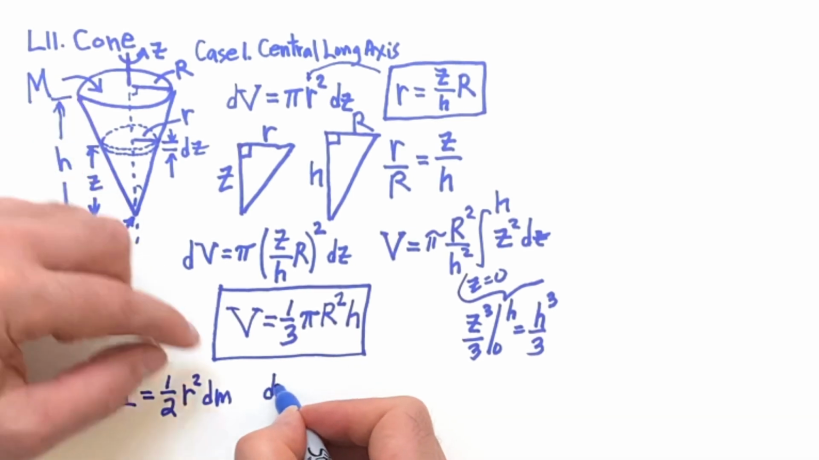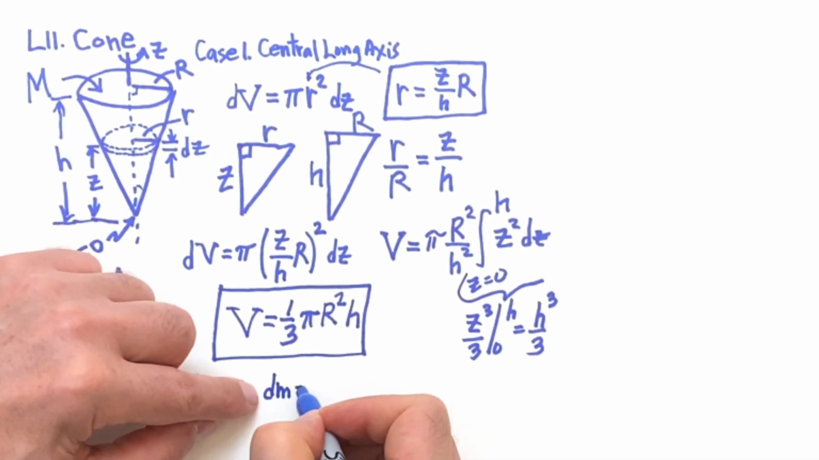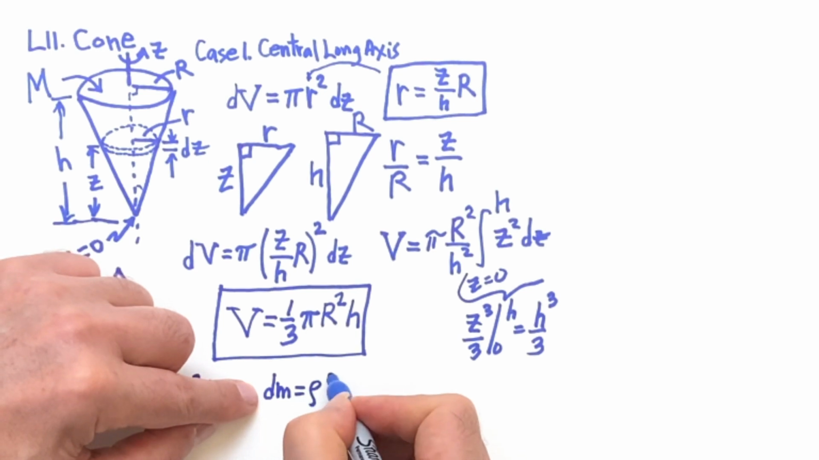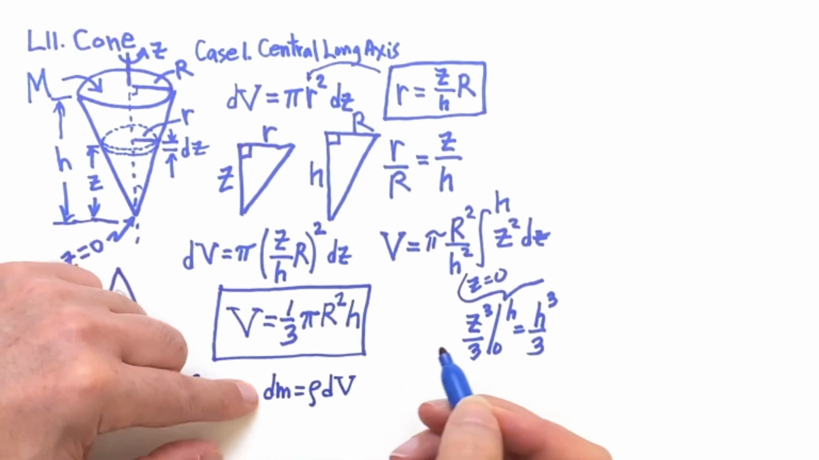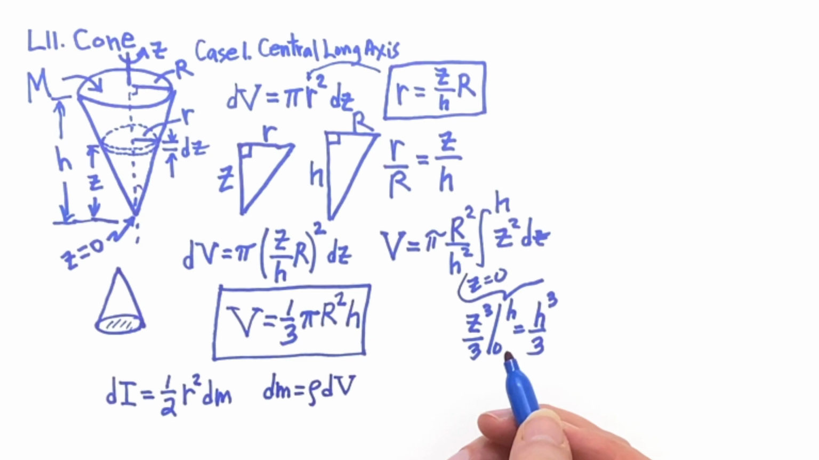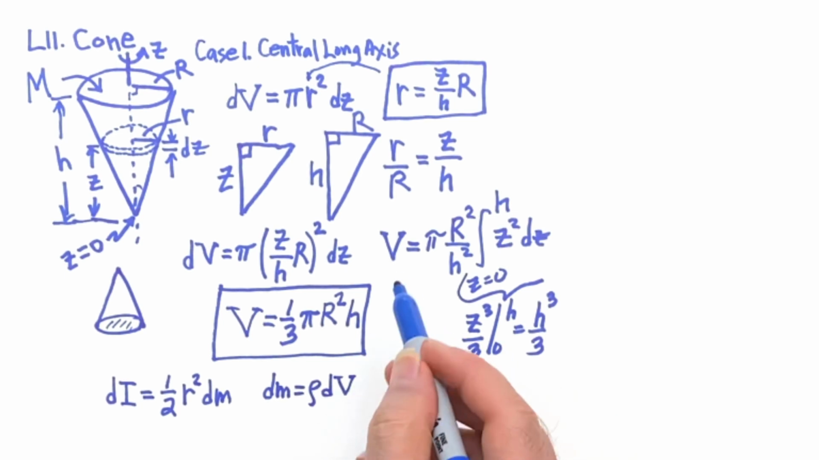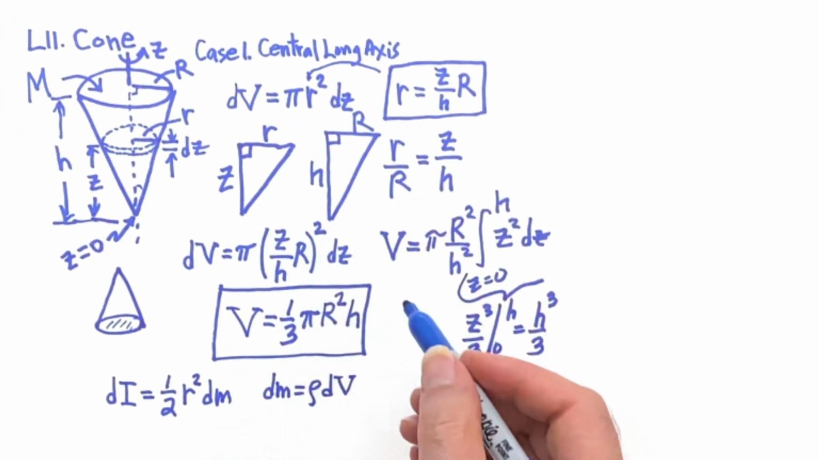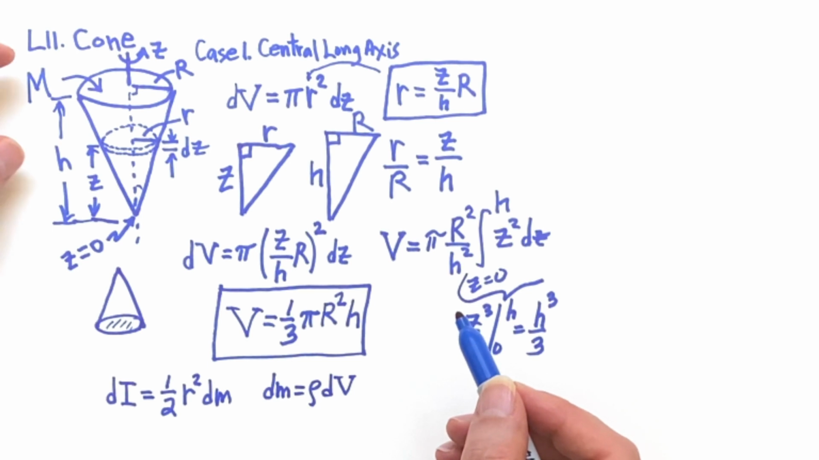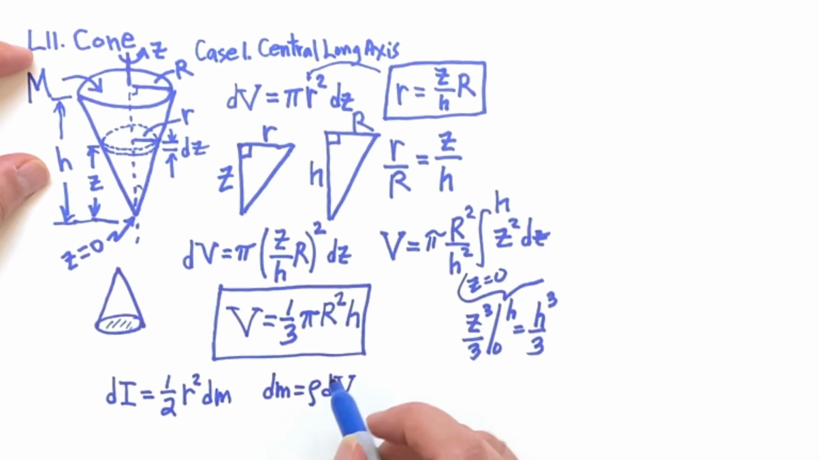Now the dm is going to be related to the volume by the density, rho dv. And we already know what dv is. We have already done practice. We have done this problem with the volume. So now we're ready to set things up, but we do want to know what that rho is.